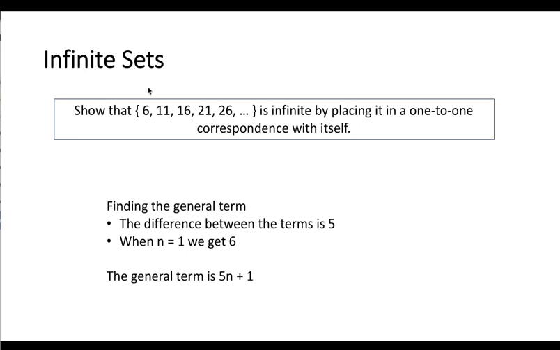So for example, if I plug in 1 for n, I'd have 5 times 1 is 5. I added 1 because 5 times 1 is 5, and 5 plus 1 gives me the next term. So 5n plus 1 is the general term. Notice, if I plug in 2, 5 times 2 is 10, plus 1 is 11. If I plug in 3, 5 times 3 is 15, plus 1 is 16. That's why the general term is 5n plus 1.